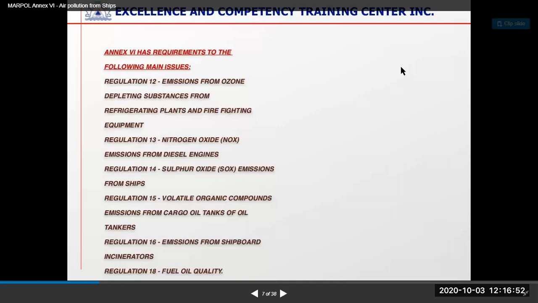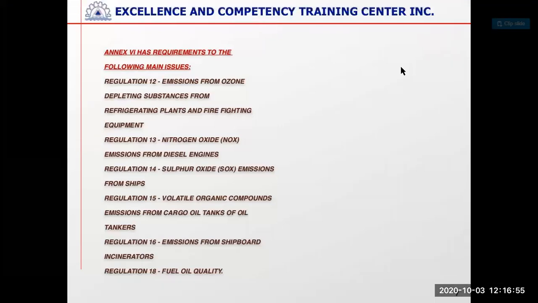So these are the main regulations in Annex 6 of MARPOL which concern us. First is Regulation 12, emissions from ozone depleting substances, like from refrigerant plants, AC, and some firefighting equipment. Then Regulation 13 is about NOx emissions from diesel engines, that we will see. Then Regulation 14 is about sulfur oxides emissions from ships, SOx emissions. Regulation 15 is volatile organic compounds emission from cargo oil tanks of oil tankers. That is the vapor emission control system that we were saying is also required by Annex 6 Regulation 15.